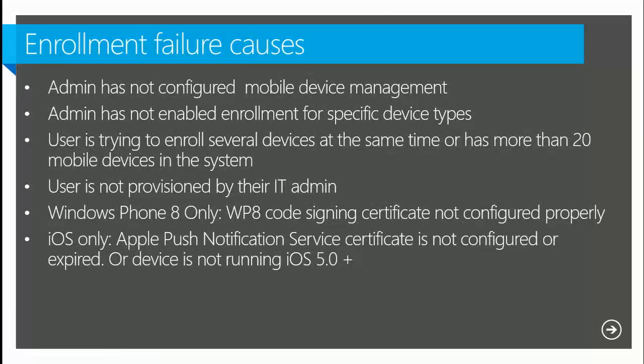For Windows Phone 8 specifically, again, I mentioned there is a certificate that needs to be supplied before enrollment would actually work. You do that from the Config Manager admin console. And similarly for iOS, you need to have that Apple Push Notification Services certificate in order to enroll devices. If those things have not been set up, then the system will block the user from attempting to enroll. And for iOS, if you're attempting to do the enrollment from an older version, we support iOS 5 and above. So obviously, if you're on iOS 4 or something before that, you would not be able to enroll.